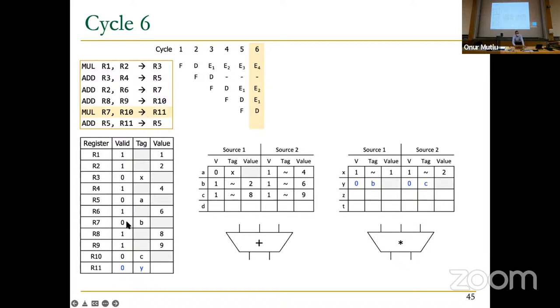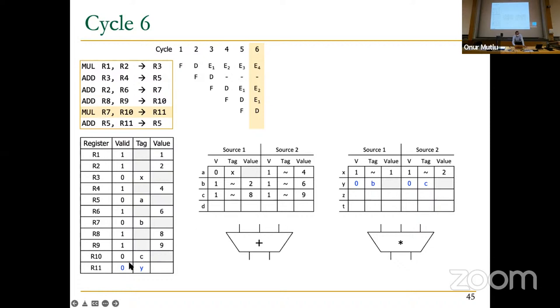Let's take a look at this. R7 is 0 and B, so it's not valid. The tag is B, meaning the result is going to be produced by reservation station B, which is correct, actually, if you look at it. Meaning this add is going to produce the source value that belongs to R7.